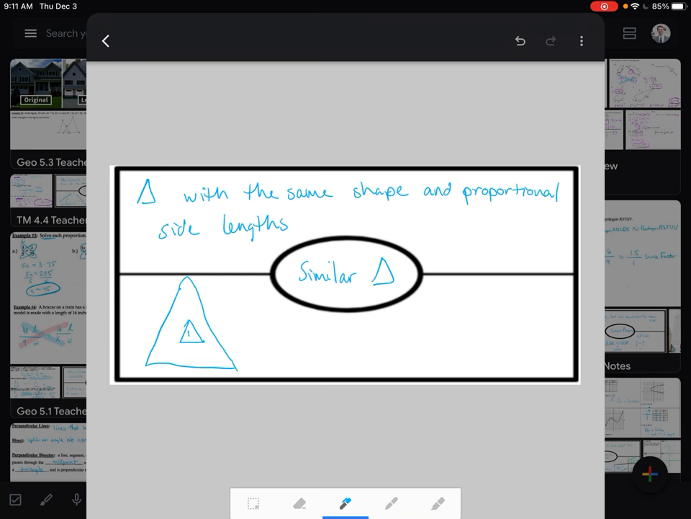So if we're looking at triangle 1 and triangle 2, triangle 1 is similar to triangle 2. And that is how we say similar. Similar is not like, oh, it's the same shape, kind of. It's like, no, it is literally exactly the same shape, just one is a different size.